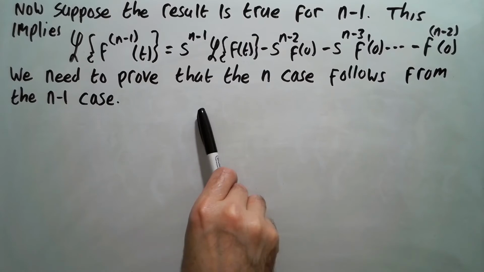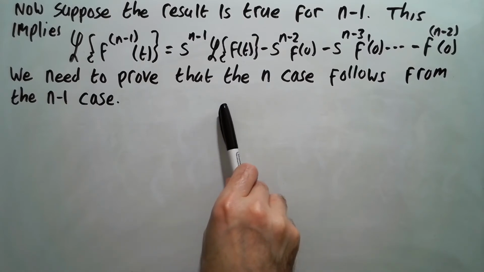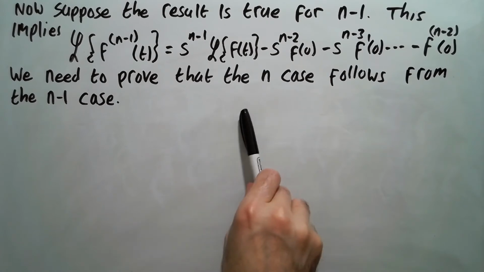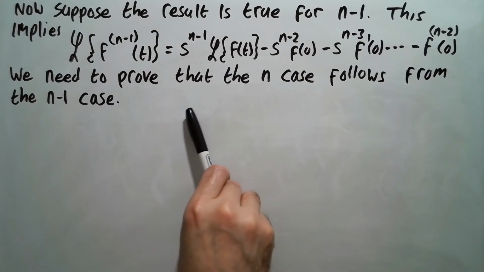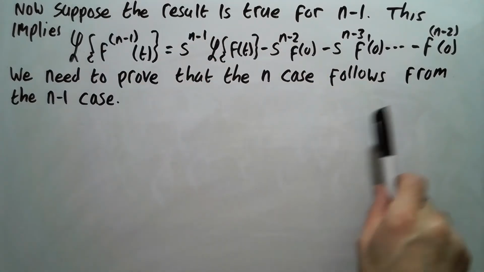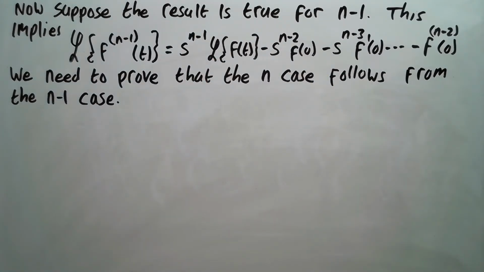And if 2 is true, that means 3 is true. And then if 3 is true, that means 4 is true, case 4. And you set up this chain reaction that will not stop if you can show this induction step. Okay, so let's start.